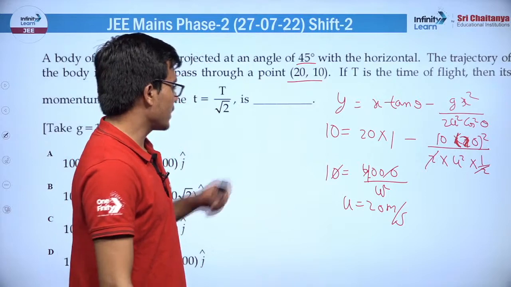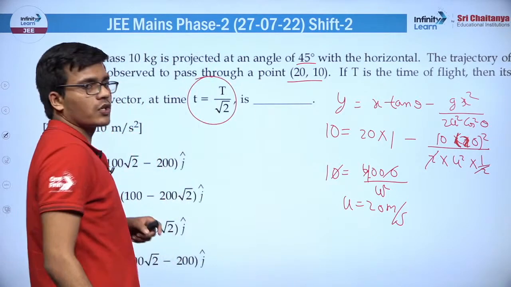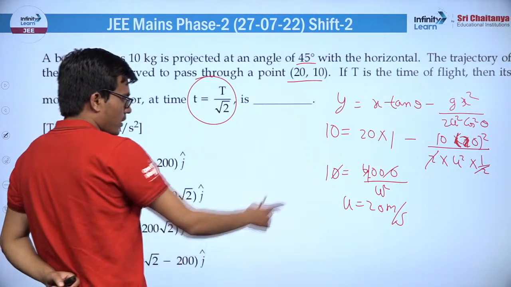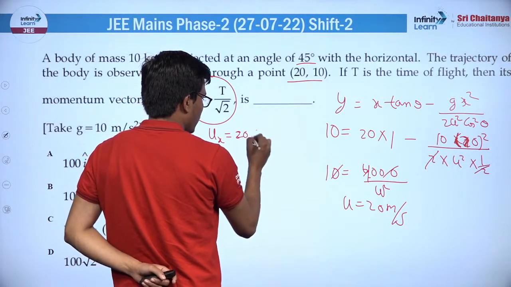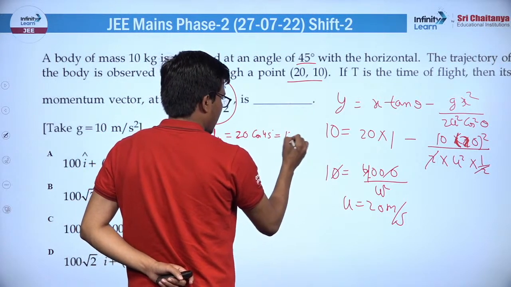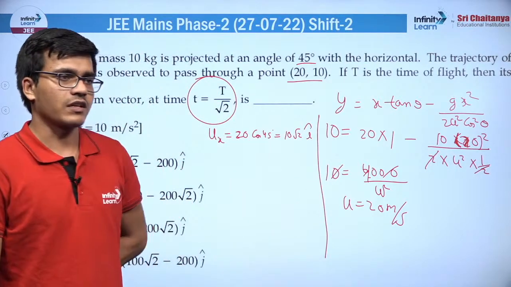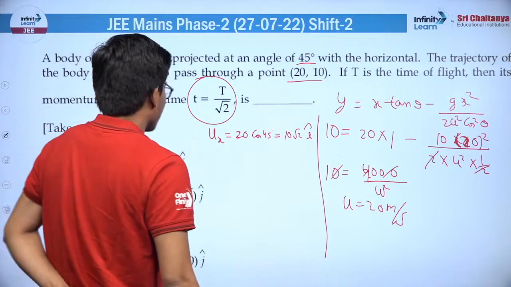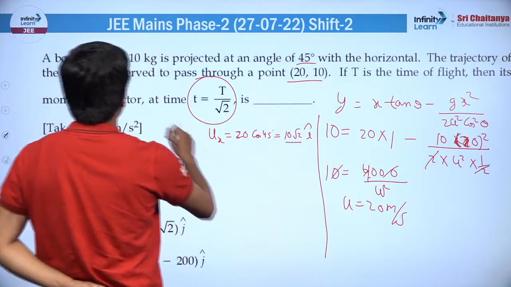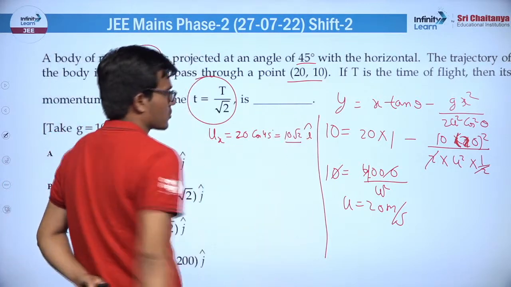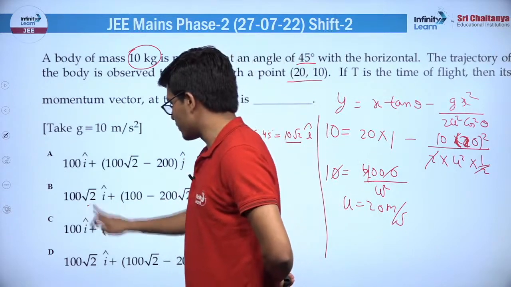Alright, so this is the initial speed, and you have to find the momentum vector at t equals 1 by root 2 second. If this is the initial speed, the x component of speed will be 20 cos 45, that is 10 root 2 i cap, and it will not change because acceleration in the x direction is always 0. So momentum we want, which is mass into velocity. Mass is 10, velocity in the x direction is 10 root 2, so m into v will be 100 root 2. So the option will be either B or D.